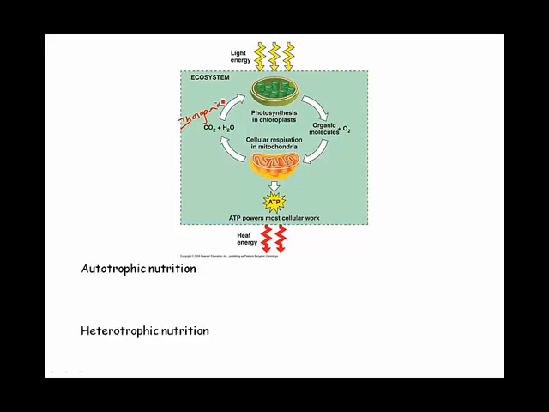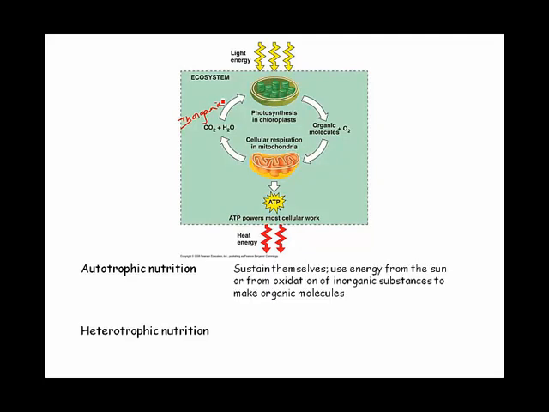If we describe a couple different types of nutrition that organisms can have, we end up with organisms that are called autotrophs and heterotrophs. As autotrophs, organisms are able to sustain themselves. What this means is that they're able to use energy from some source other than organic molecules. So this may be from the sun or from the oxidation of inorganic substances. And when they take that energy, they're able to make their own organic molecules. So these autotrophs are capable of converting inorganic substances into organic substances. Plants are a great example of that. We will focus specifically on plants in this chapter as autotrophs.